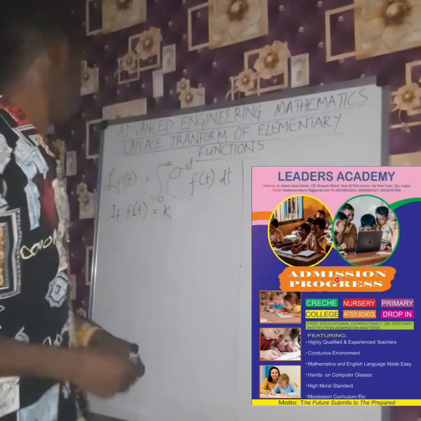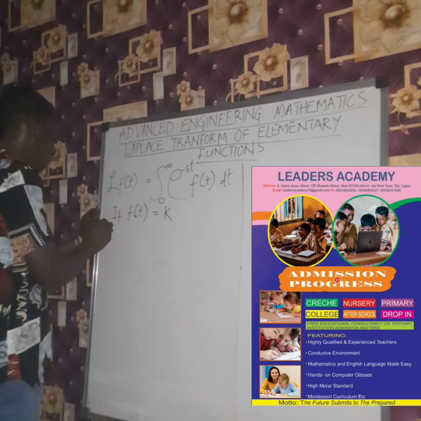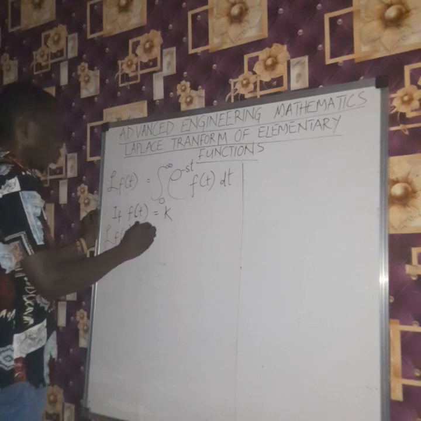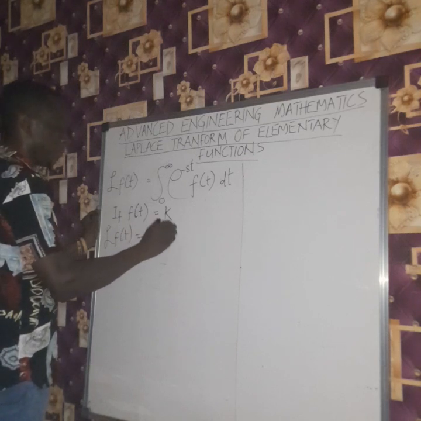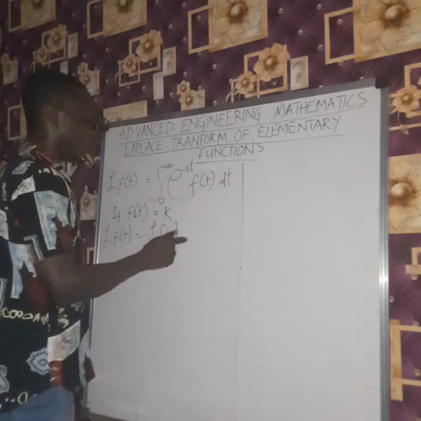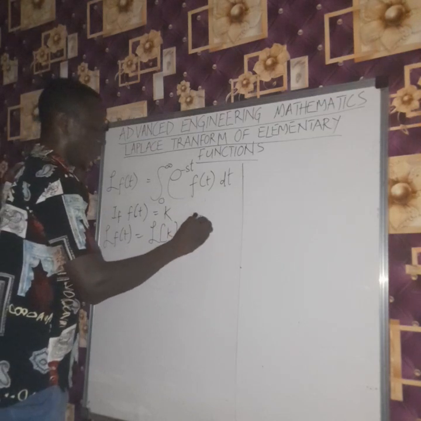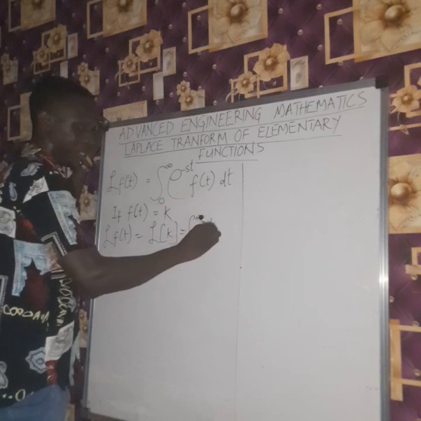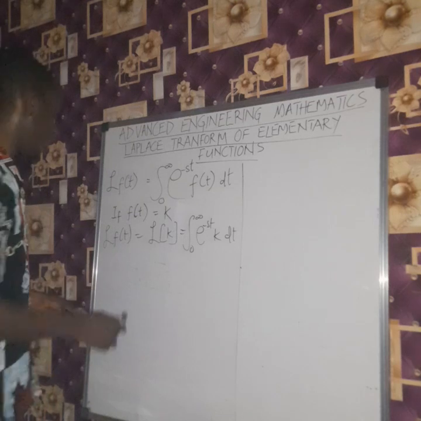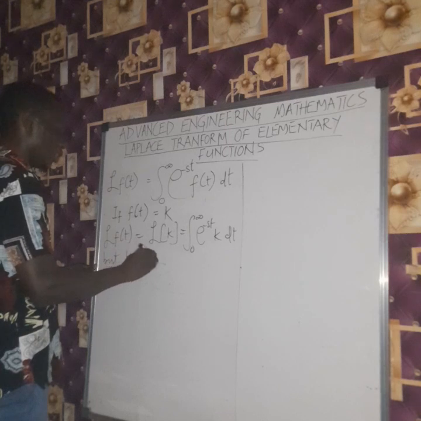Welcome back. Now for the other one, we say if f of t is equal to k, then f of t is k here, and f of t is no longer existing. So we have the integral from 0 to infinity of e raised to the power minus st, and we have k dt. Remember that k dt is the same as k times 1. Therefore k equals k times 1.